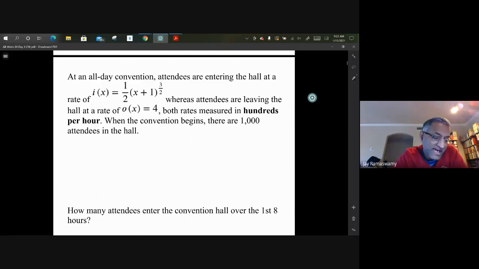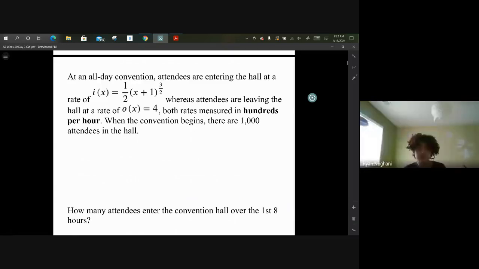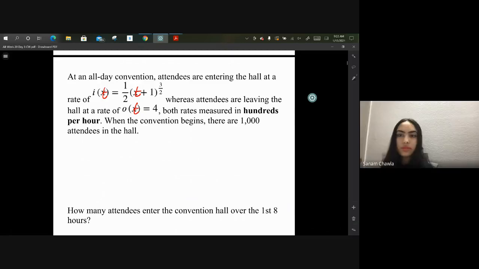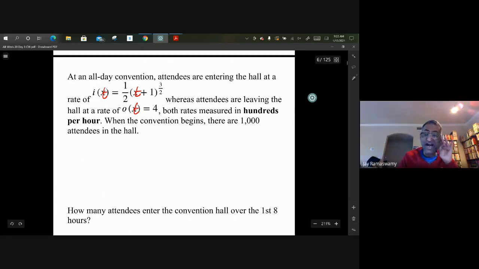Don't freak out. It says at an all-day convention, attendees are entering a hall at a rate of I of x. Oh, that should be I of t. Sorry. All these should be t. Attendees are leaving the hall at a rate of O of t, both rates measured in hundreds per hour. So write down I of t and O of t in your notebook, and the scale is hundreds per hour. And it says when the convention begins, there are 1,000 attendees in the hall.